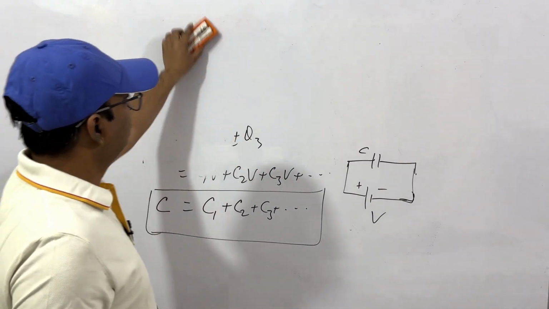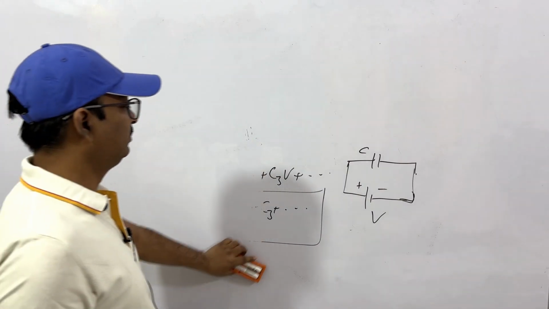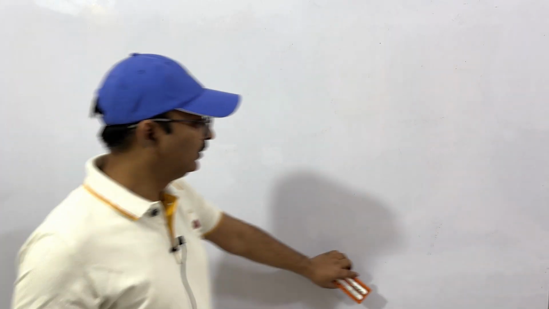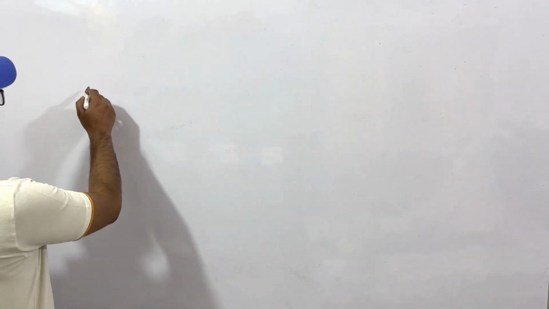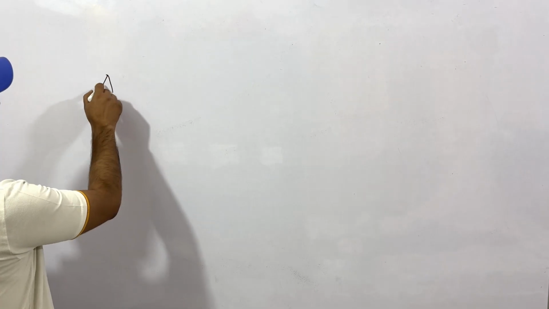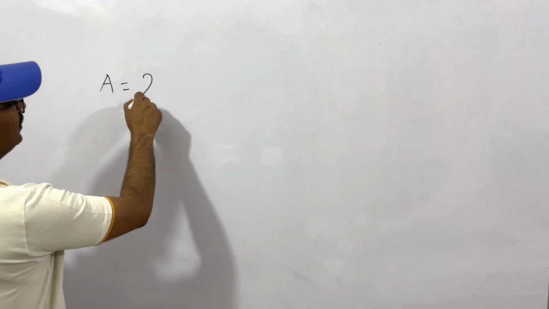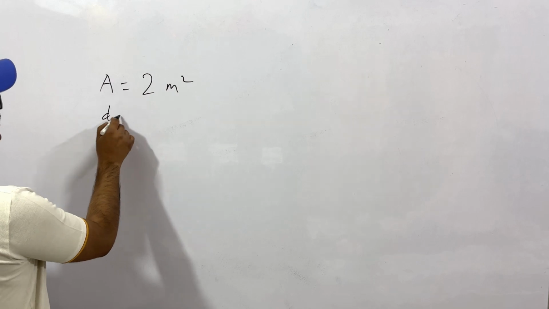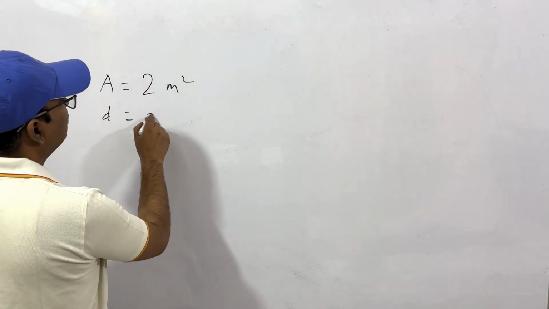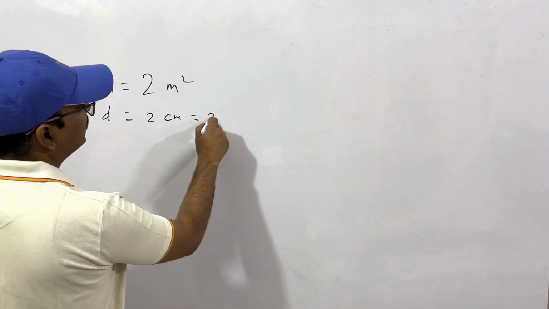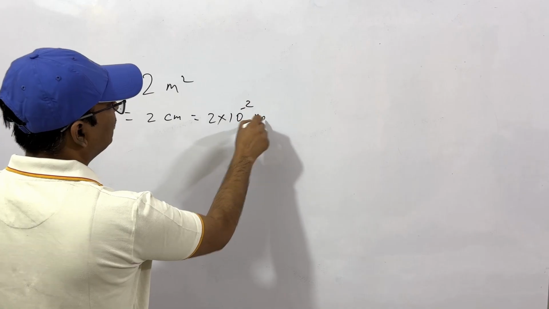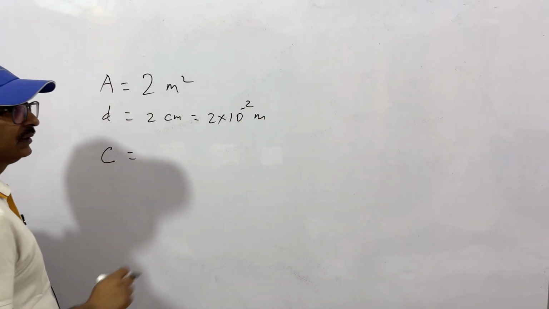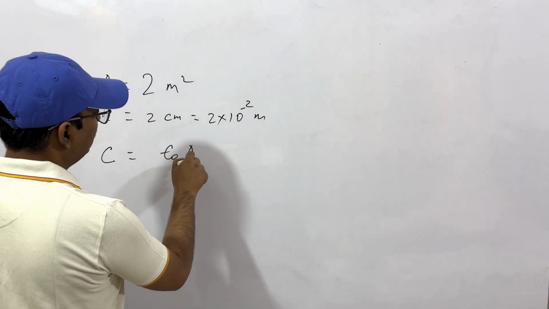So let's see how to solve examples, simple examples. We are building up the concept here, so just be with me. If in a parallel plate capacitor, the area of one sheet is, let's say, 2 meters square, and the distance between the two plates is 2 centimeter, that is, in terms of meters, you can write it like this. And we have to find the capacitance of this. I told you this is epsilon 0 A by D.